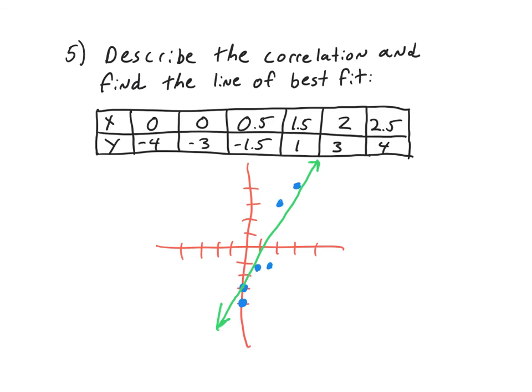Okay, and then we can look at our line of best fit. So first of all, if we're not able to draw a line of best fit, there's no correlation. For this one, we were able to, and it is a positive correlation because the line of best fit is going up. So it is a positive correlation.